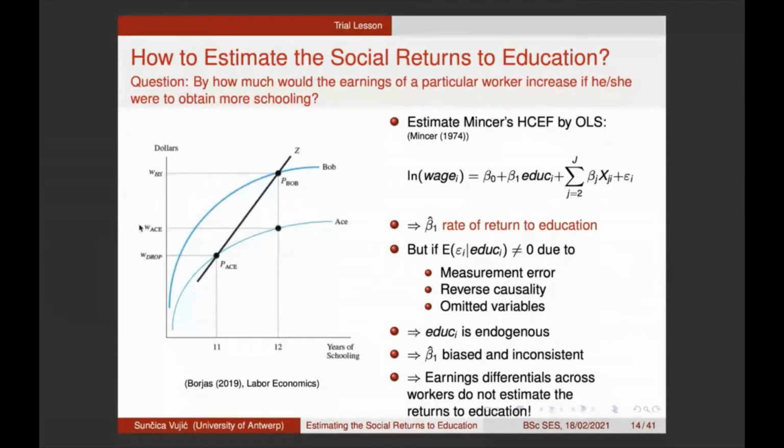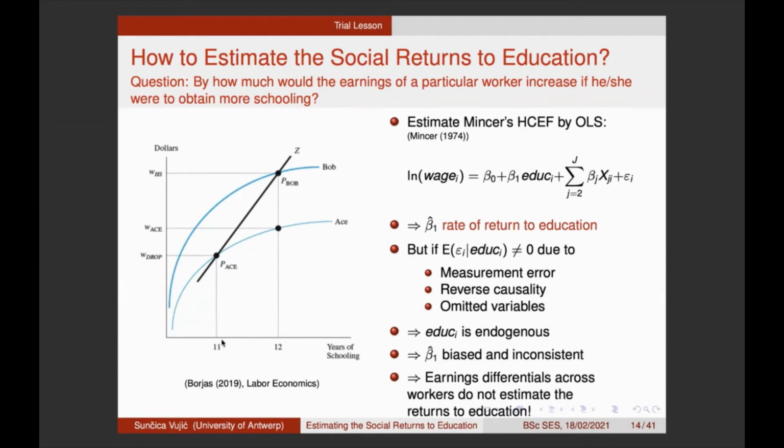So on the left-hand side, we have a graph with two individuals. The graph is from the book of Borjas on labor economics, and it has two individuals, Bob and Ace. So what do we see on this graph? On the vertical axis, we see a measure of wage, and on the horizontal axis, years of schooling. Suppose that to get a high school diploma, you need to stay in education for 12 years.